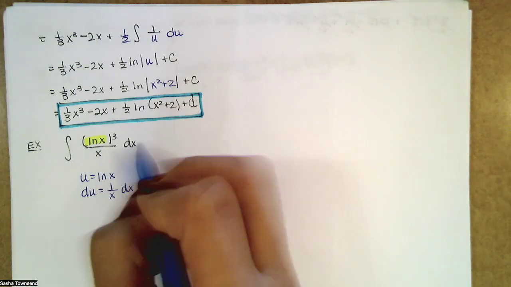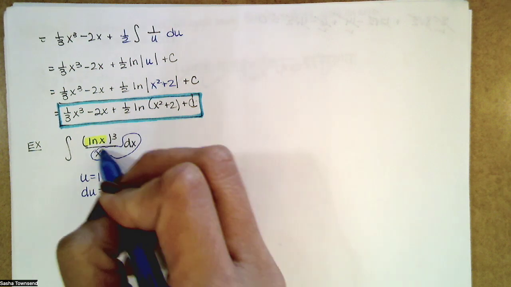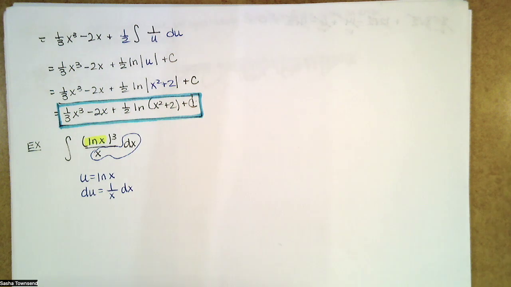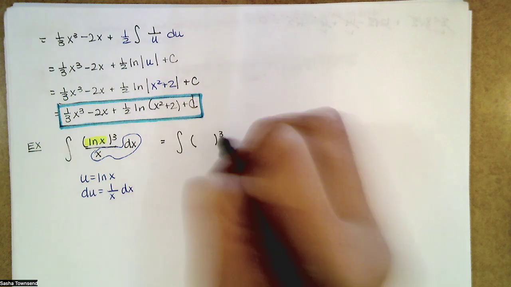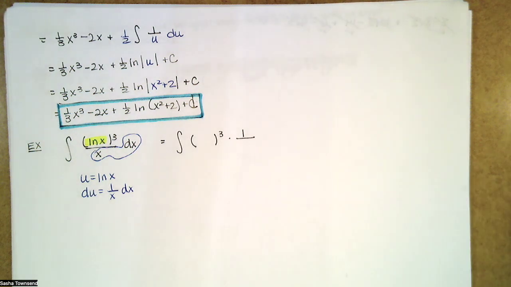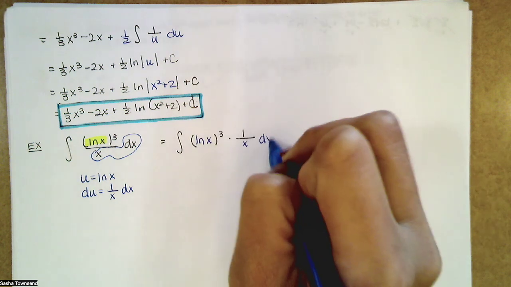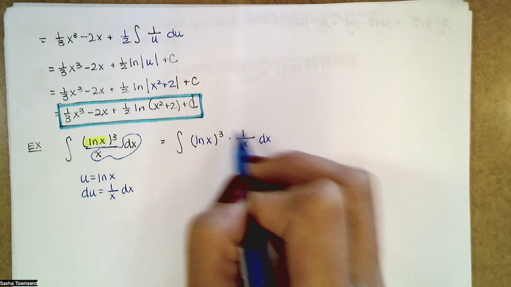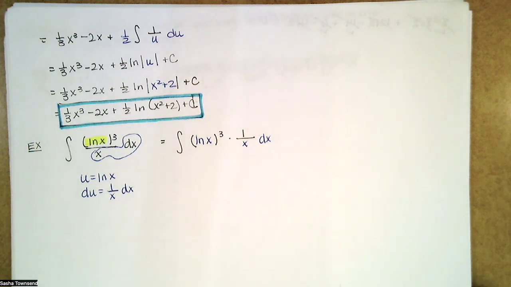Now, some students find that misleading. They say, I see an x dx, but I don't see a 1 over x dx. Well, that actually is a 1 over x dx because that x is in the denominator. So I can rewrite this integrand as natural log of x cubed times 1 over x dx. And you can think of this as itself over 1. If you multiply straight across, you get the original integrand. So we know that'll work.